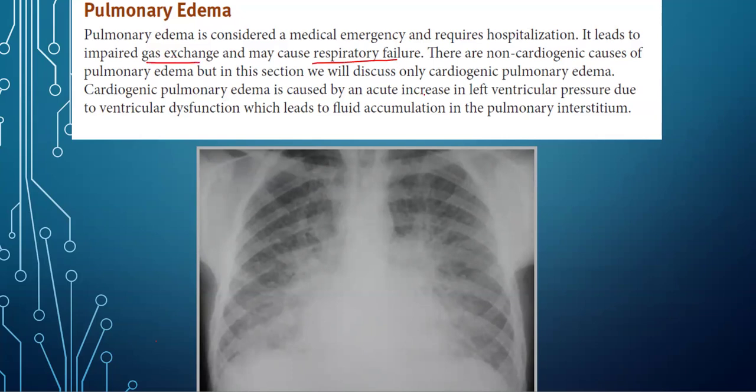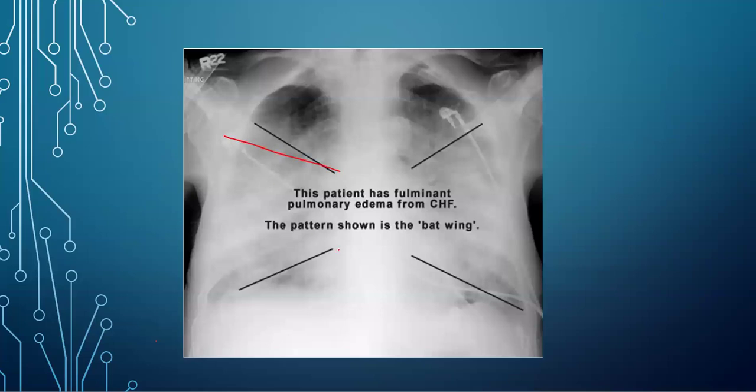causing respiratory failure. So you will get bibasilar crepitations, and if you do the chest X-ray, you will get this kind of bat wing appearance. You can see that definitely the heart has got enlarged in size, and you can see this batwing appearance, which means bilateral opacity around the heart, which is called batwing appearance. If you get that, that's pulmonary edema.